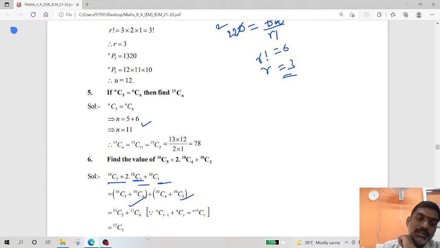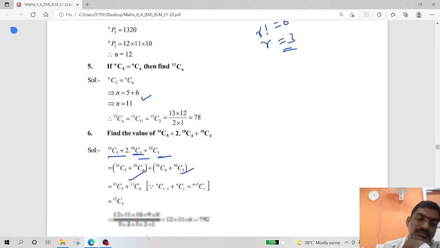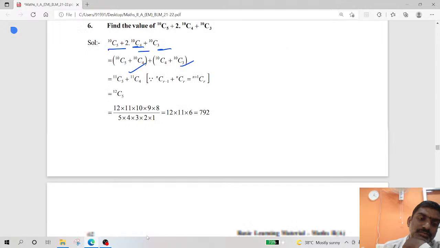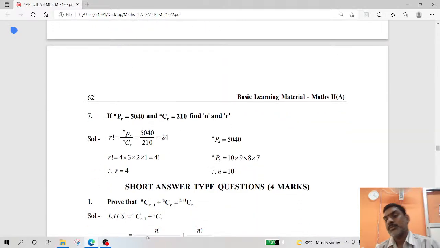nCr plus nC(r-1) is (n+1)Cr. So 11C5 plus 11C4 is nothing but 12C5. Next, question number 7. If nPr is equal to 5040, nCr is equal to 210, then find n and r. nPr is given, nCr is given. In the above, we wrote also the relation between nCr and nPr. From that, you can get everything.